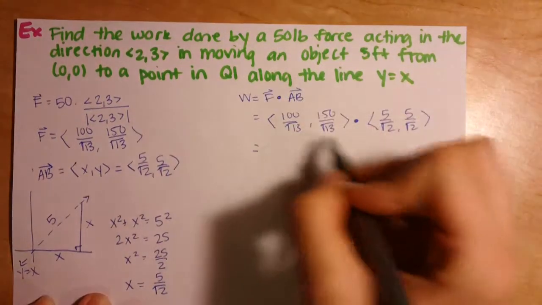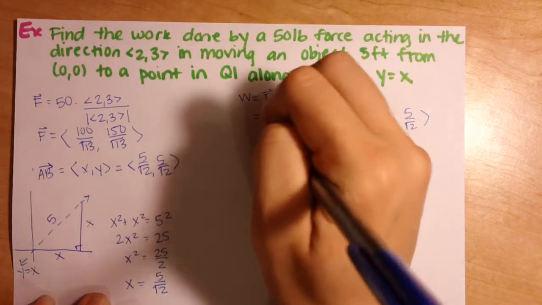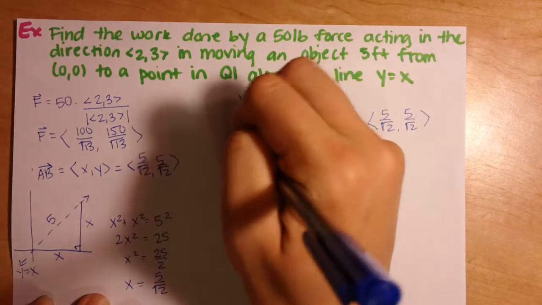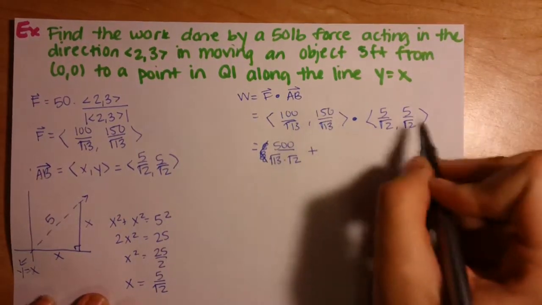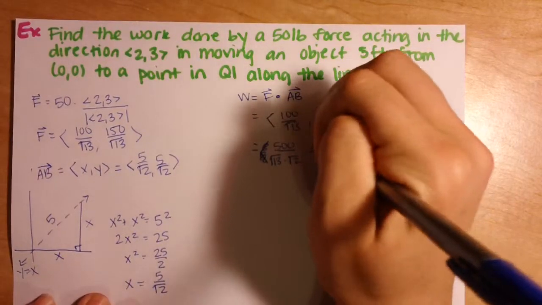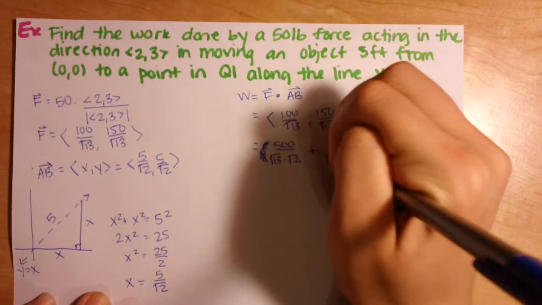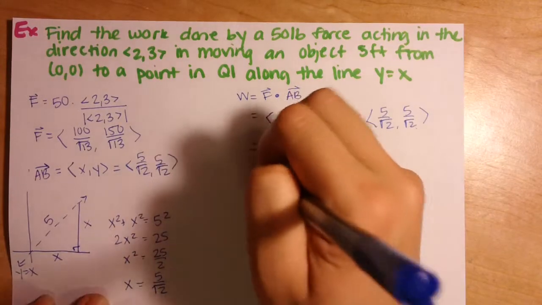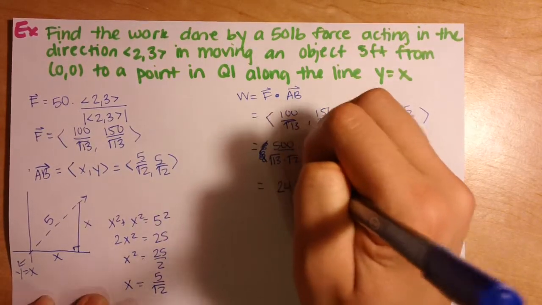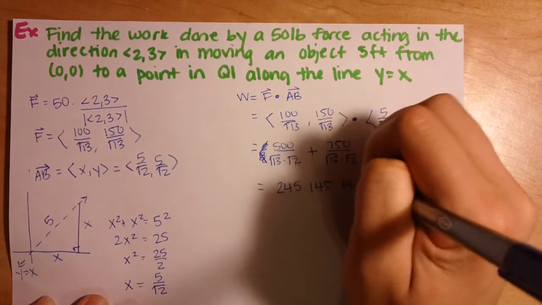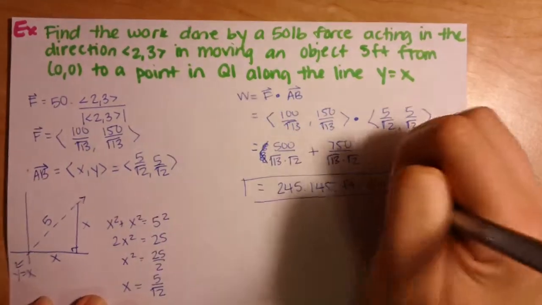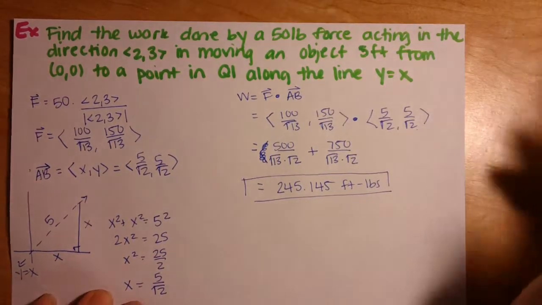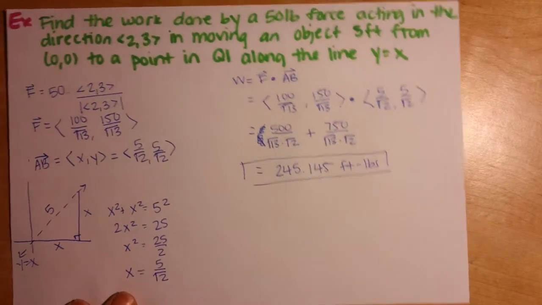So therefore my work is the first times the second, so I have 500 over square root of 13 times square root of 2, plus second times second, so I have 150 times 5 is 750 over square root of 13 times square root of 2. Then you can put this in the calculator and you'll see that you get 245.145 foot-pounds. So the amount of work done by the force is 245.145 foot-pounds. Alright?